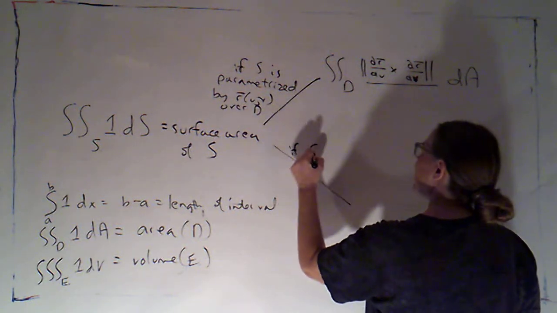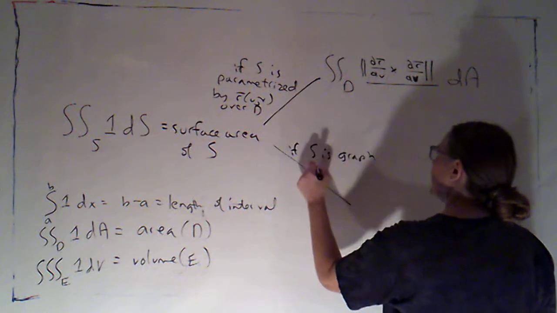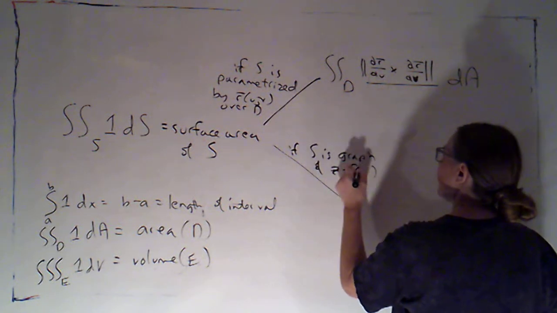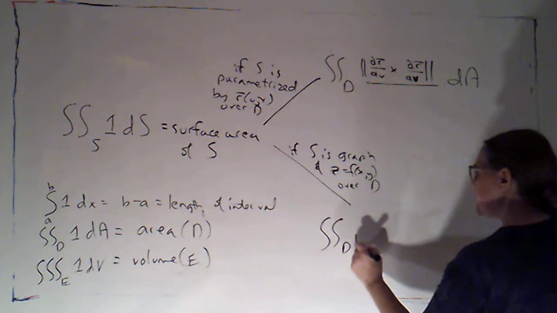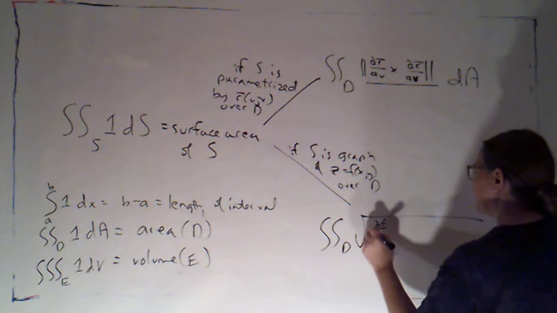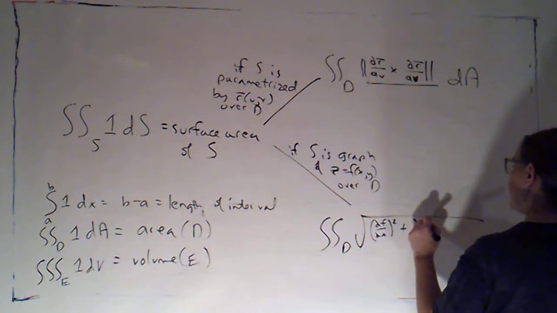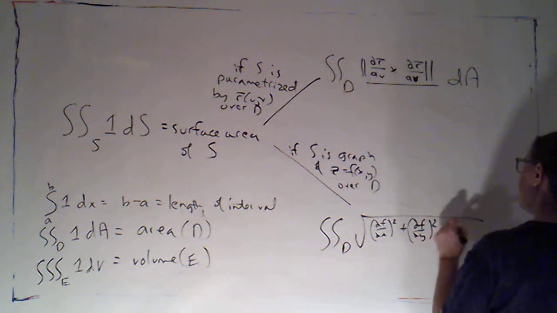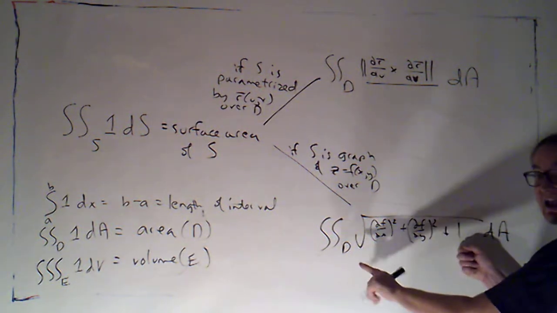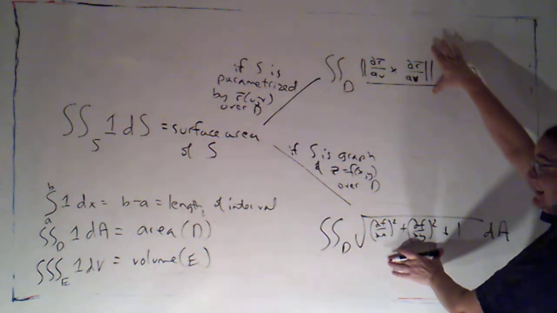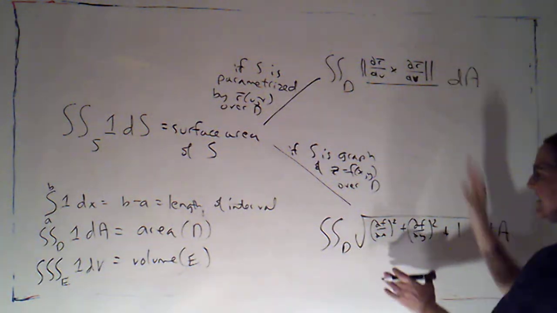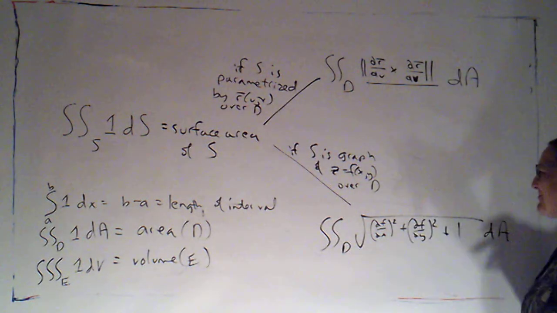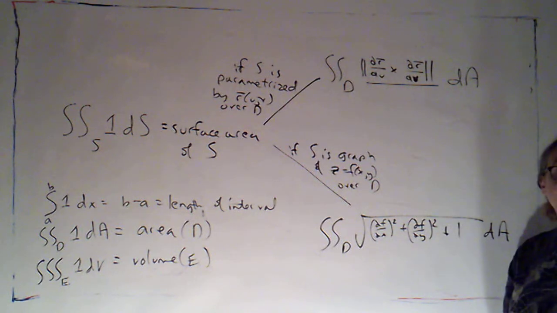On the other hand, if S is the graph of z equals f of x,y over some region D, this becomes the double integral over D of the square root of the partial of f with respect to x squared plus the partial of f with respect to y squared plus 1 dA. That's what this is if I use the parameterization where I set x equal to u and y equal to v, and then don't bother to change the names from x and y to u and v. And that's exactly the formula we had for surface area back in the previous chapter.